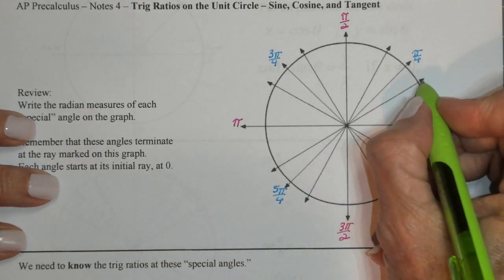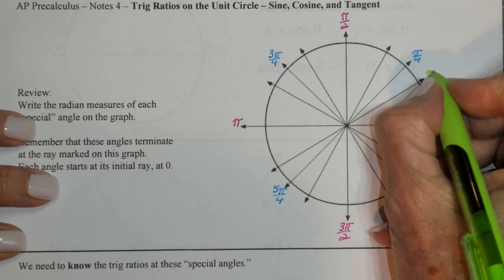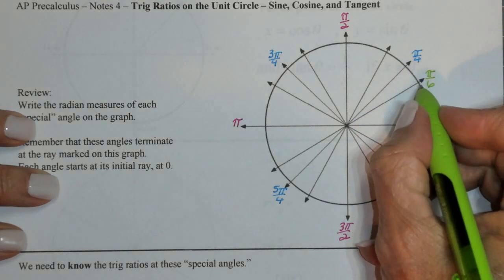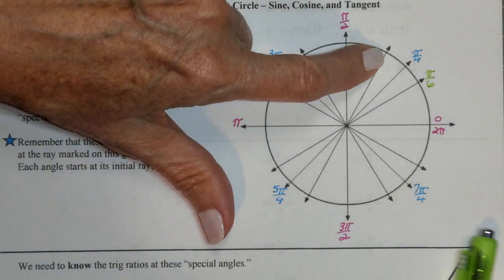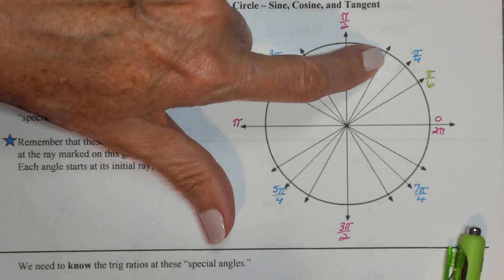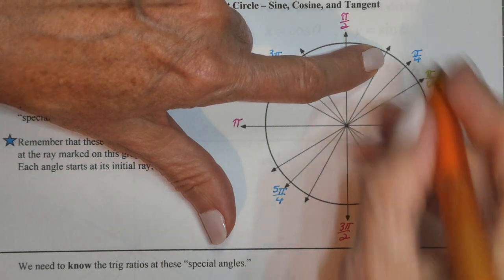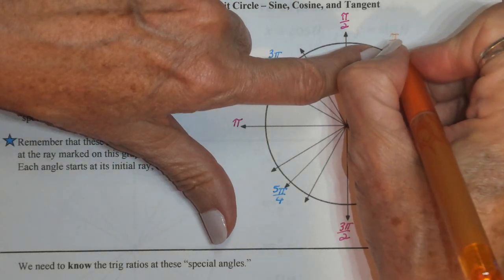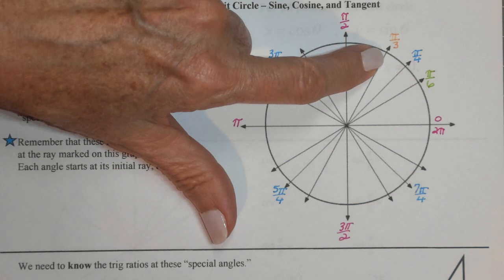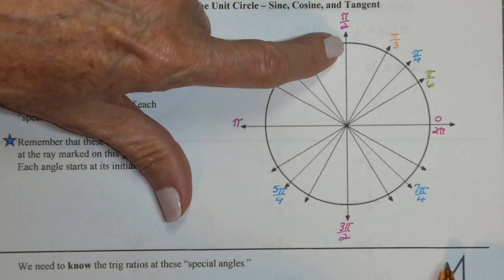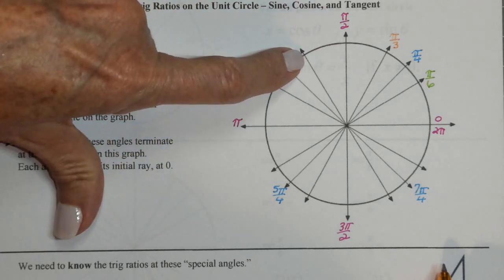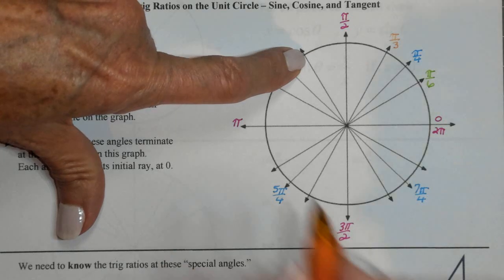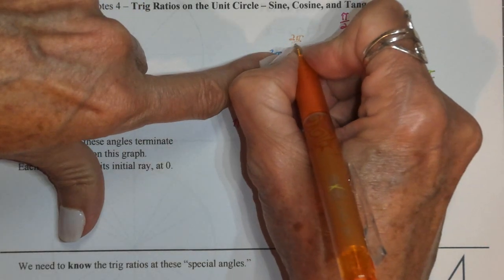All right, let's do this one. This is pi over 6. We're cutting pi into sixths. So if we go another pi over 6, we're at 2 pi over 6. But 2 pi over 6 is the same as pi over 3. So this would be a pi over 3 angle. Okay? If we go another pi over 6, we're at 3 pi over 6, which is pi over 2. Another pi over 6 will be at 4 pi over 6, which is 2 pi over 3.